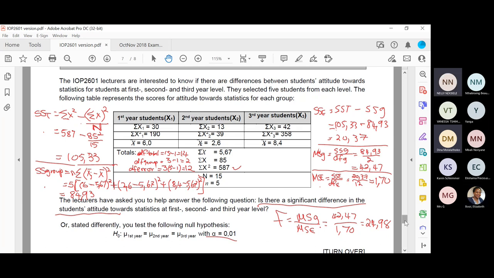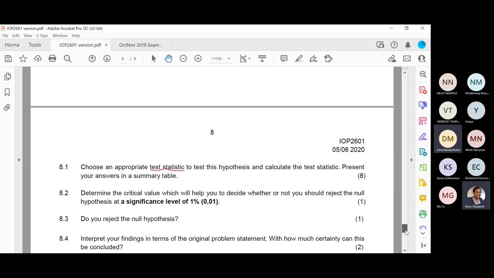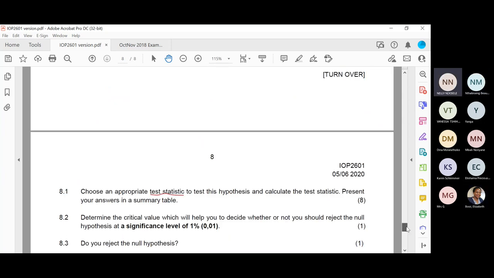Are we not supposed to present in the table? We are supposed to do the table. Oh, did they say present in a table? Yes. They don't want to see all this work, but they want the table.